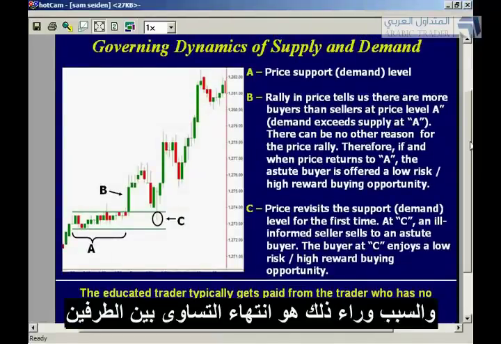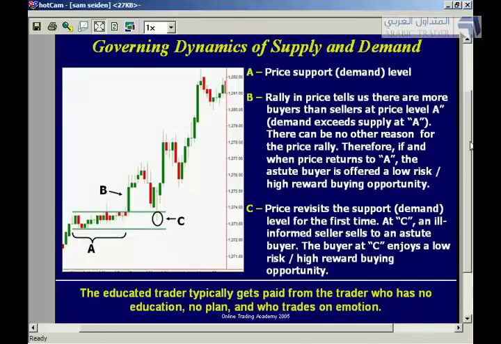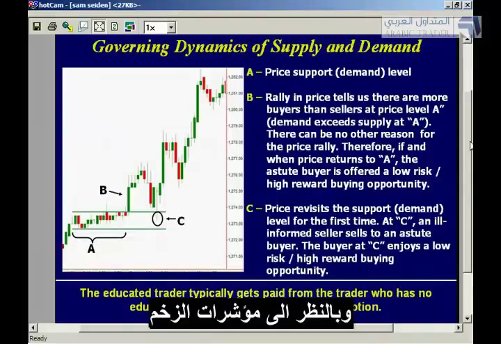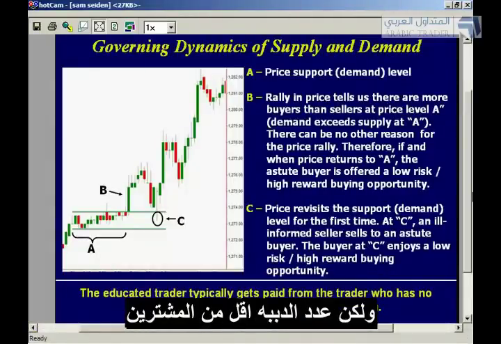What's the only reason, what's the only thing that can make price rally at B? Let's get people involved here. Why does price move higher at B from price level A? What's the only reason? We could talk about indicators, oscillators, news, you name it. More buyers than sellers, that's it. I know it sounds almost childish to talk about it like this, but try to keep it this simple for a little bit and bear with me, okay?